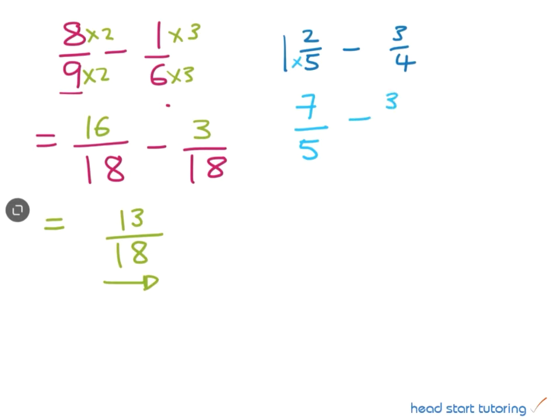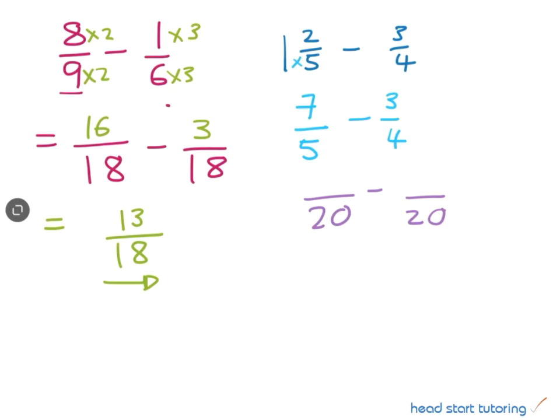And then we minus our 3/4. So now we need to get a common denominator between 5 and 4. So let's count in our 5s until we get a multiple of 4 as well. So 5, 10, 15, 20. 20 is the first number in our 5 times table that is also a multiple of 4. So 20 is going to be our common denominator.